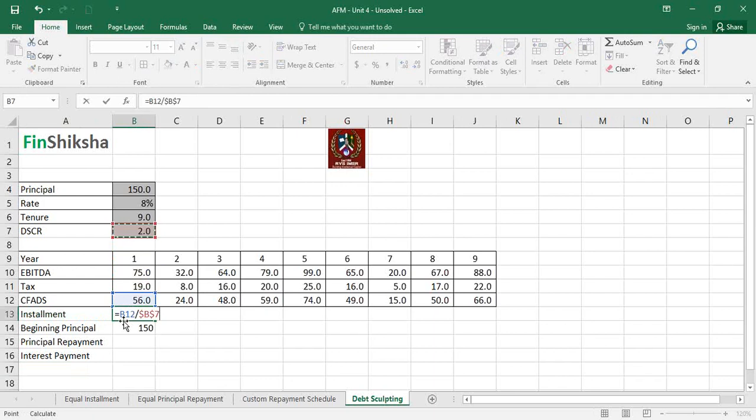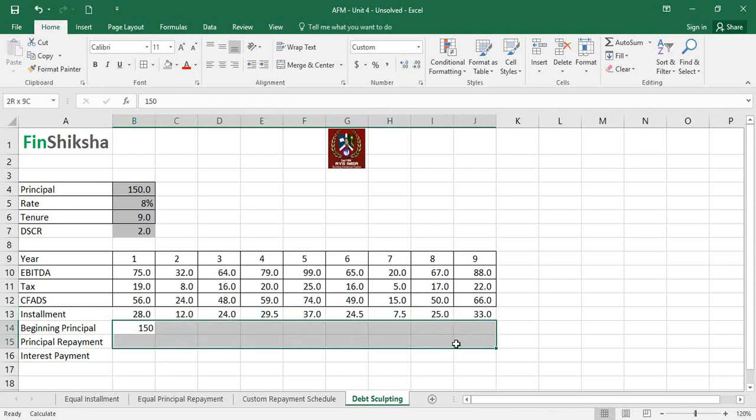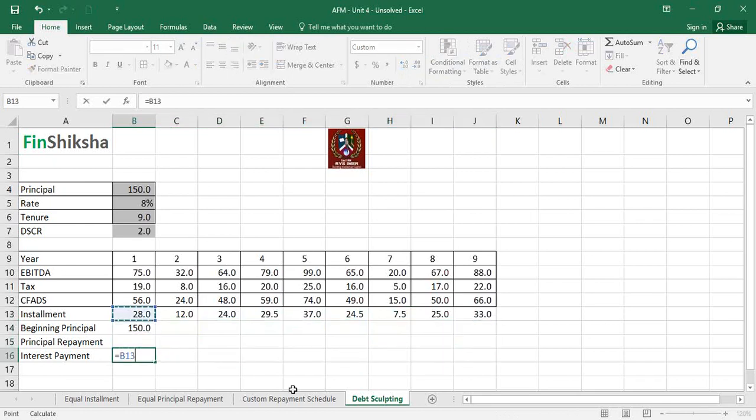So F4, I will freeze the debt service coverage ratio. That's what I'm supposed to repay over this period, right? This is principal plus interest, remember. Can I calculate the interest here? Can I calculate the interest payment? Interest payment is straightforward. Whatever is my debt multiplied by my rate and frozen, that's my interest payment. So if the total installment is 28, we have 56 as cash flow that is available for debt service. Out of 56, we are saying we want to maintain a debt service coverage of 2, which means we can repay 28.